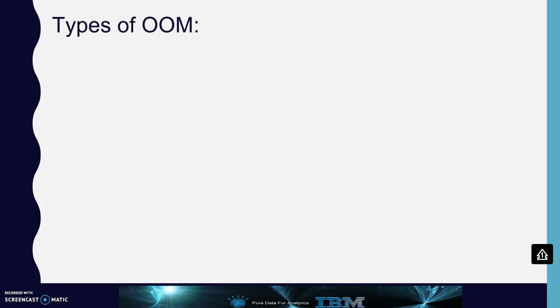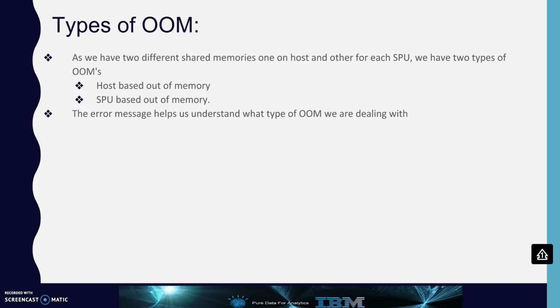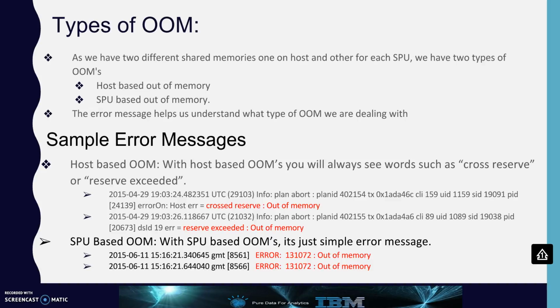There are two types of out-of-memory errors because we have two different shared memories: host-based out-of-memory error and SPU-based out-of-memory error. The error message helps us understand what type of out-of-memory we are dealing with. Let's look at some sample error messages.